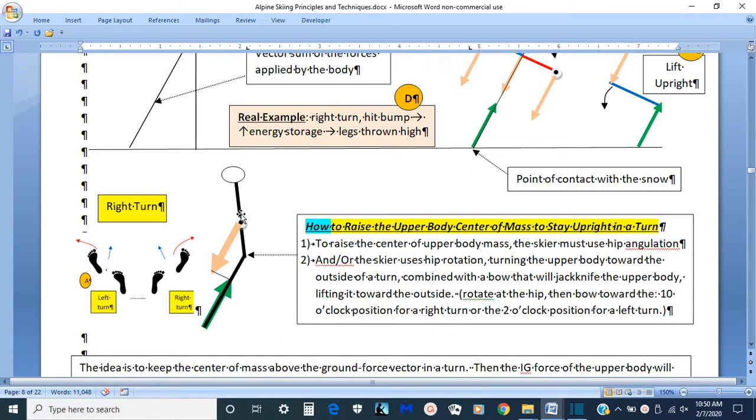All right, so to do that, here, how to raise the upper body center of mass to stay upright in a turn.